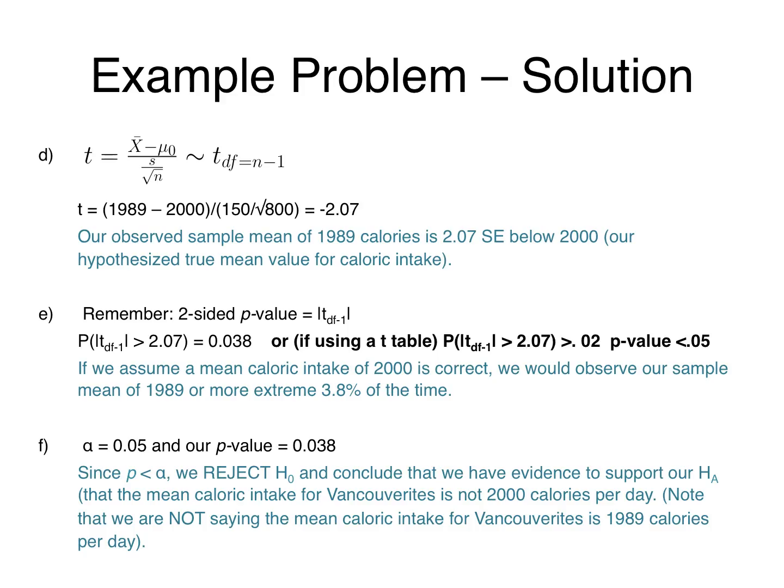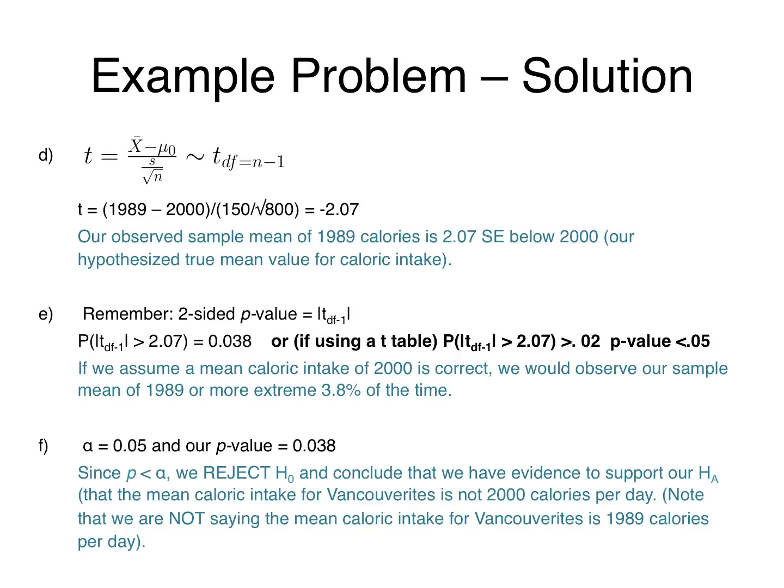So if we use our p-value that we calculated using software, this would tell us that if we assume that our null hypothesis is true, that a mean caloric intake of 2000 is correct, we would observe a sample mean of 1989, or more extreme, 3.8% of the time.